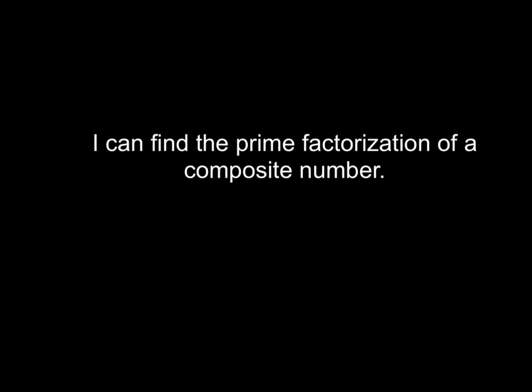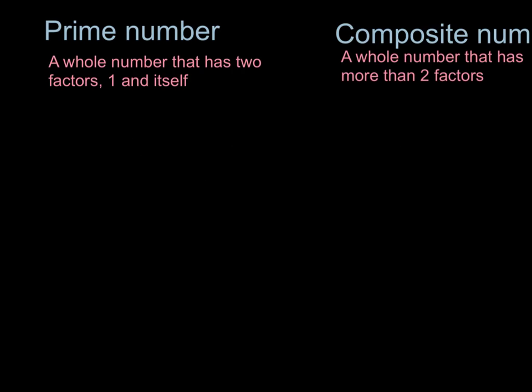Today's learning target is I can find the prime factorization of a composite number. A prime number is a whole number that has two factors, one and itself. So when we talk about factors, those are the numbers that we times by each other.